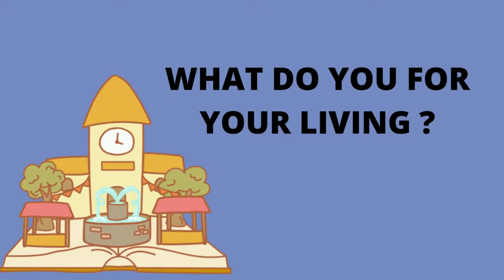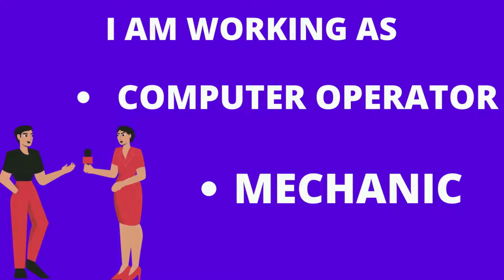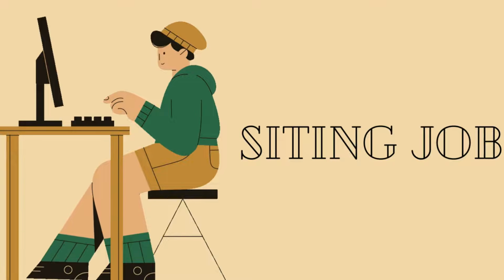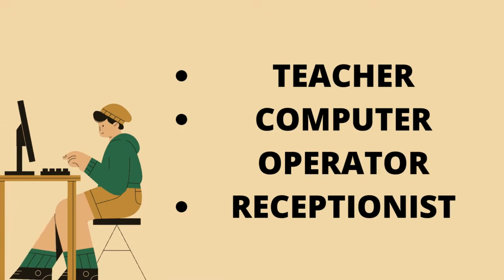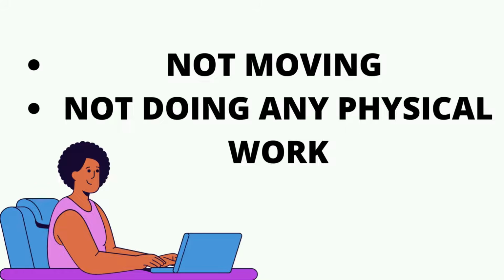Now, let's start how it is to be done. You must ask the patient, what do you do for your living? Then the patient may say, I'm working as a computer operator, I'm working as a mechanic. Usually, these types of patients have a sedentary lifestyle. They have a sitting job. It may be a teacher, a computer operator, a receptionist, a person who's working at a desk. This means the patient is not moving, not having some job in which he has to exert himself by doing some physical work.